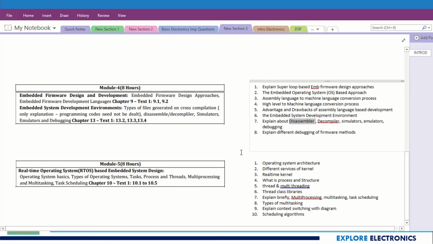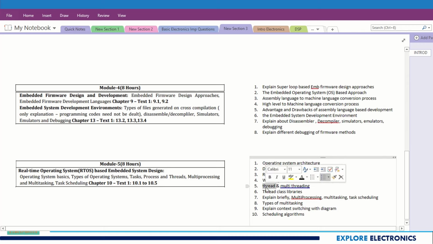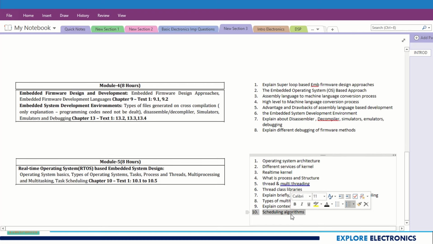And coming to module 5, module 5 is operating system related, RTOS based embedded system design. So for system architecture, they can ask OS architecture, and different services of kernel and real-time kernel are important. And here process and structure, thread and process differences, and about multi-threading, and also thread class libraries, multi-processing, multitasking. So these are the very important questions as far as process and threading are concerned. And also multitasking types they can ask. Scheduling algorithms are important here, and explain context switching with diagram.